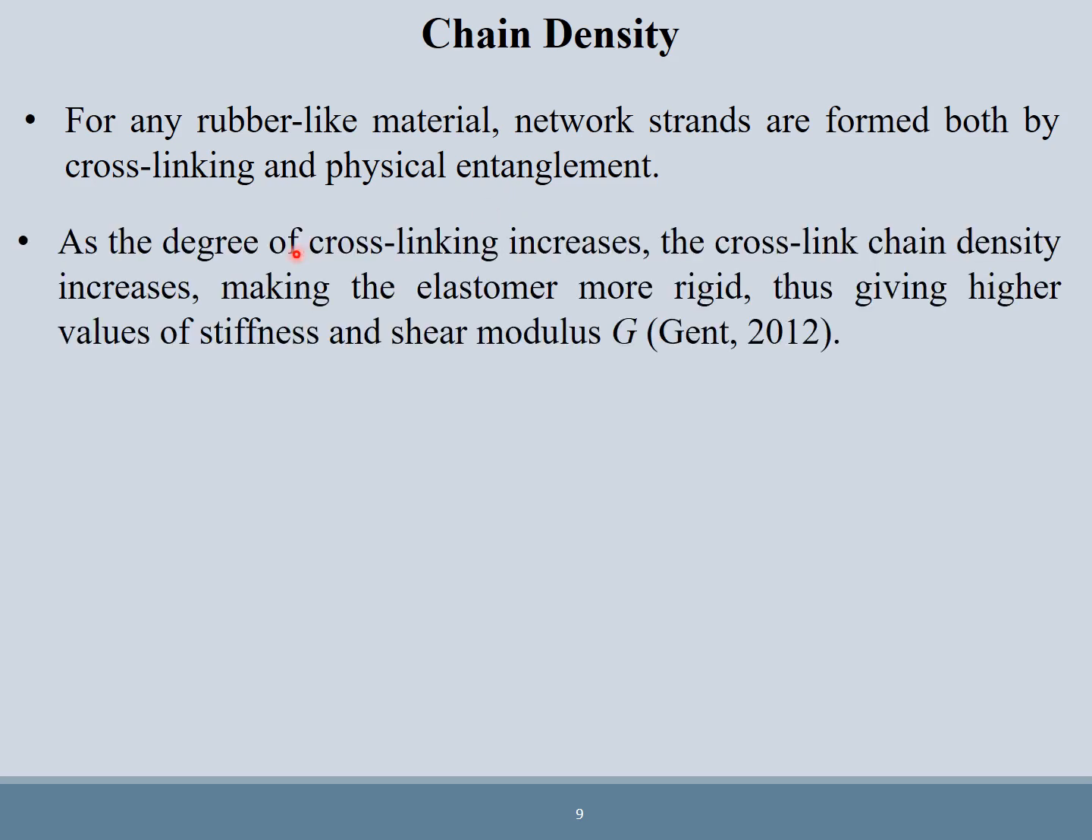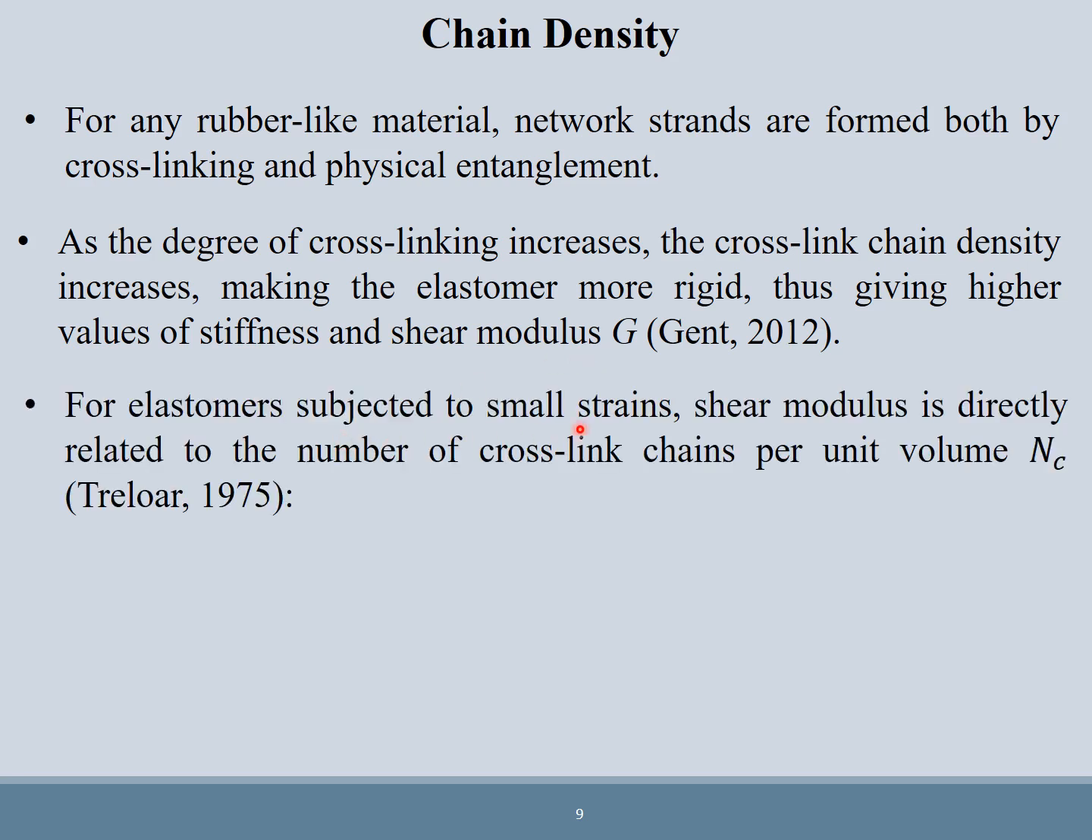As the degree of cross-linking increases, the cross-link chain density increases. When we say a chain, the link between two chemical bonds is one chain. So if you increase the cross-links, the smaller portions or smaller links will increase, so it will increase the chain density. When the crosslinks increase, the chain density automatically increases. That makes the elastomer more rigid, thus giving higher values of stiffness and shear modulus. With more crosslinks, more energy is required to break the material.